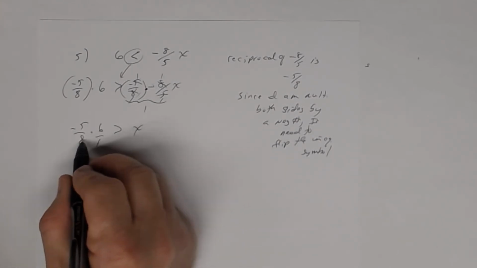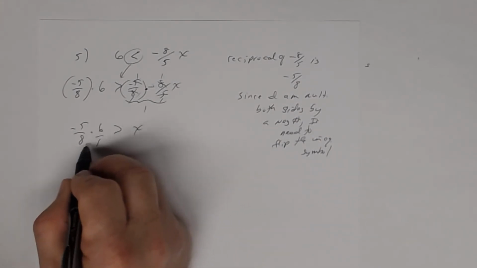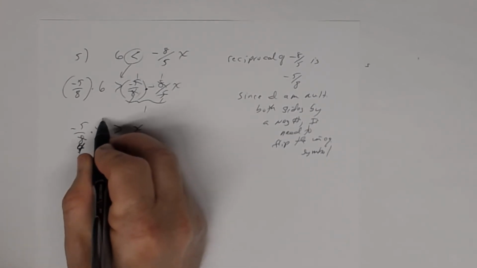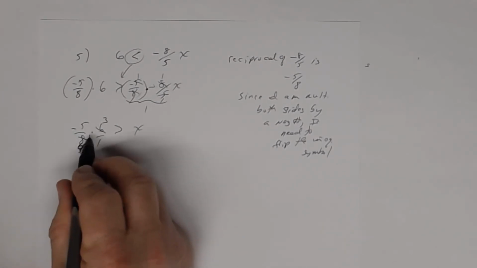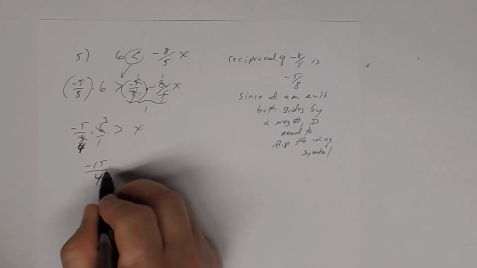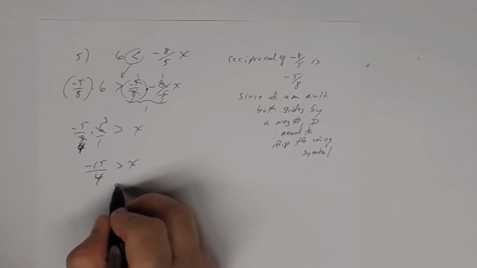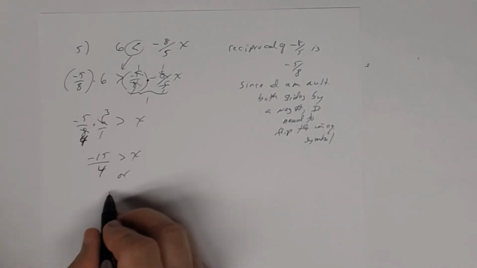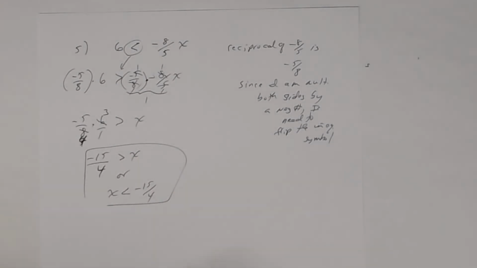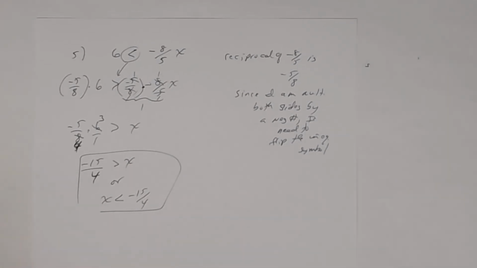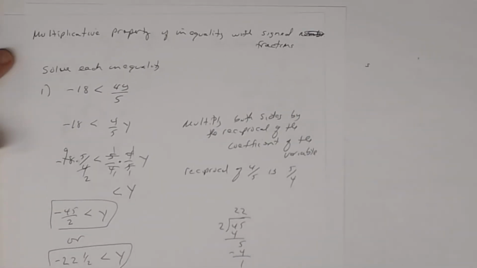And over here, reducing, both of these are even, so they're both divisible by 2. 8 divided by 2 is 4, and 6 divided by 2 is 3. And so negative 5 times 3 is a negative 15, and 4 times 1 is 4. So negative 15 fourths is greater than x. Or you can say, when you go backwards, x is less than negative 15 fourths. All right, so that was number 5. And so that is the lesson on using the multiplicative property of inequality with signed fractions.